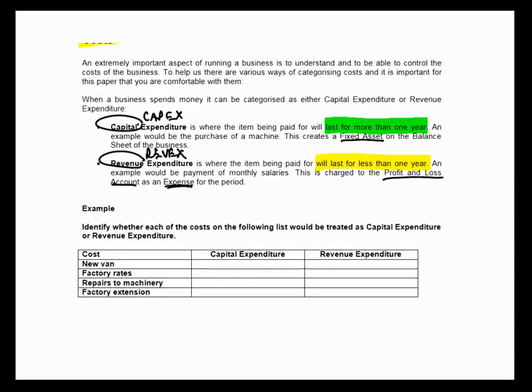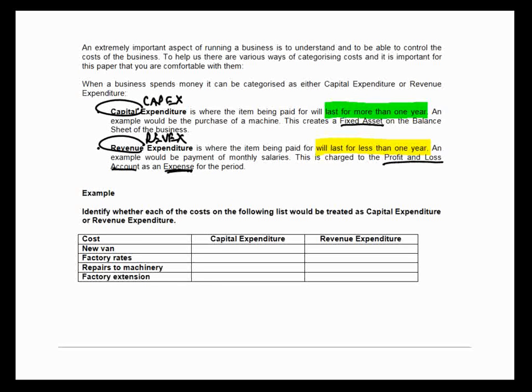Well, there's a little example, just a list of costs here. And you can have a go at identifying whether each of them would be treated as capital expenditure or revenue expenditure. So perhaps put me on pause while you have a go at that, and then you can restart me. Well, what did you think?